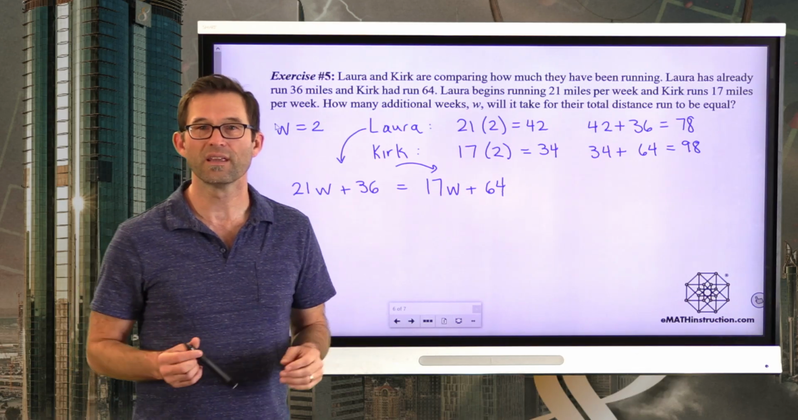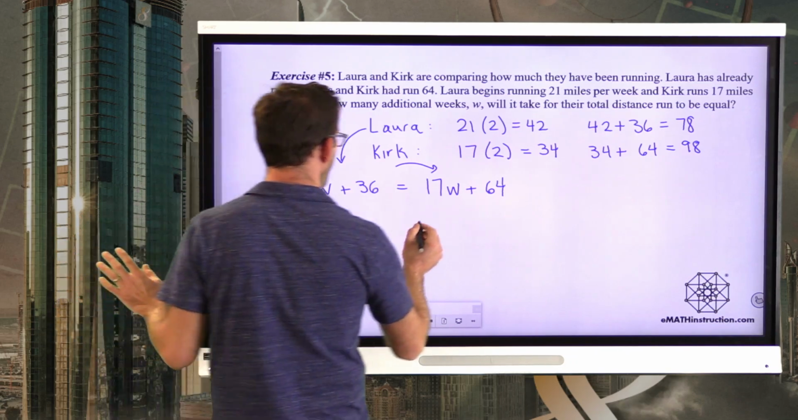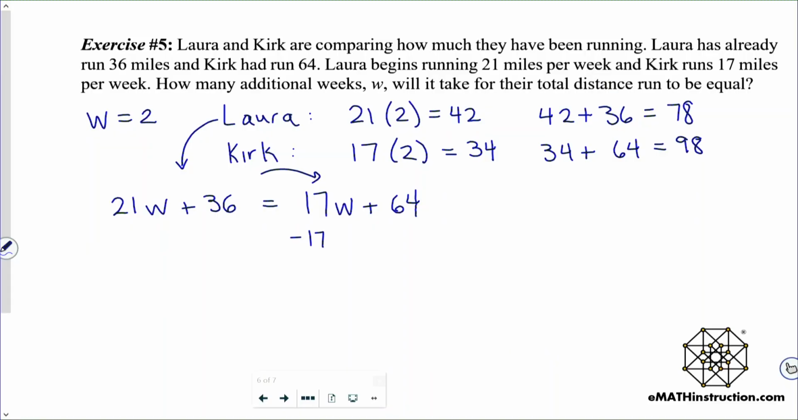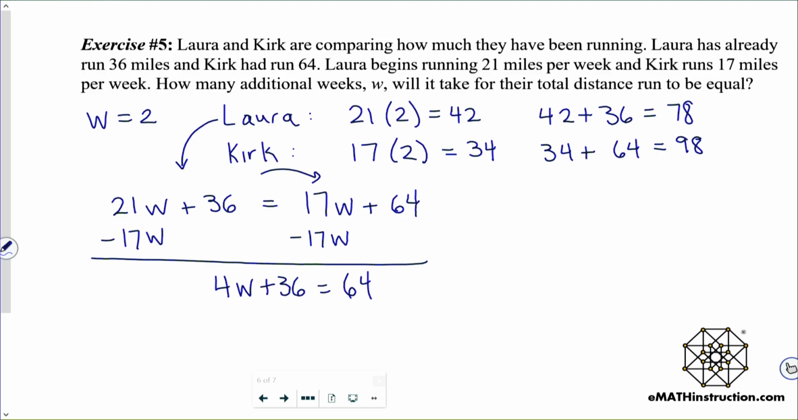All right, let's get into it. Just solving an equation with variables on both sides. We're going to start by subtracting 17W from both sides. On the left-hand side, we're going to be left with 4W plus 36. On the right-hand side, we're going to be left with 64.